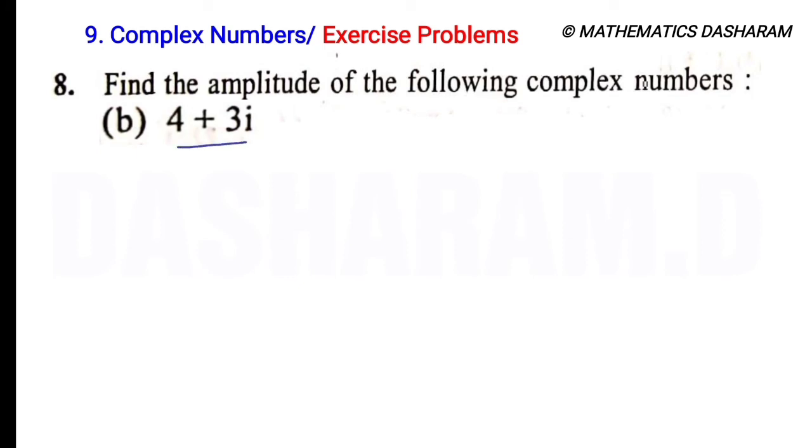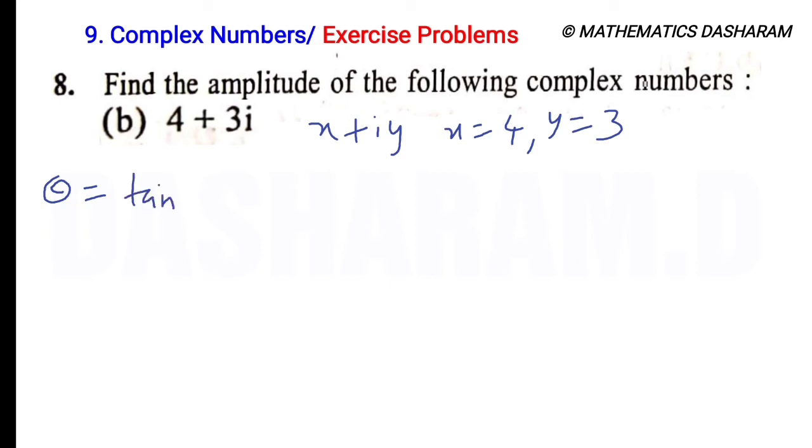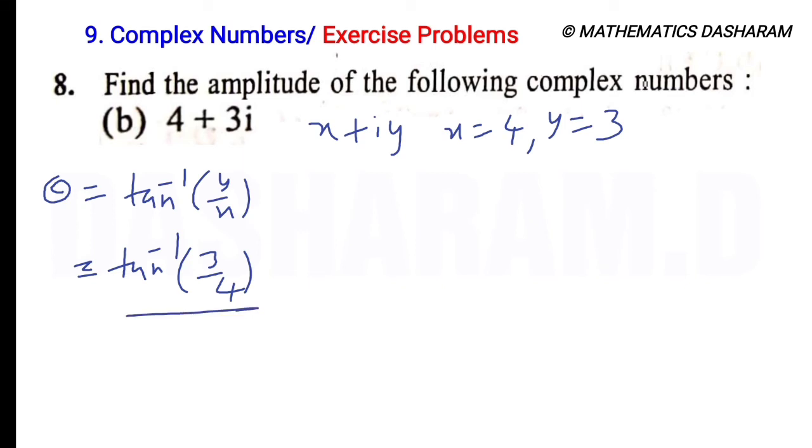Question number B, 4 plus 3i. It is in the form of x plus iy, so x equals 4 and y equals 3. Then the amplitude of the given complex number is theta, that is tan inverse of y by x. So tan inverse of, y value is 3 and x value is 4. Here 3 by 4 will not come in the trigonometry table. So the answer is tan inverse of 3 by 4 itself.